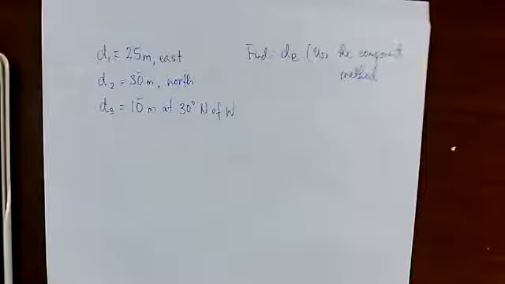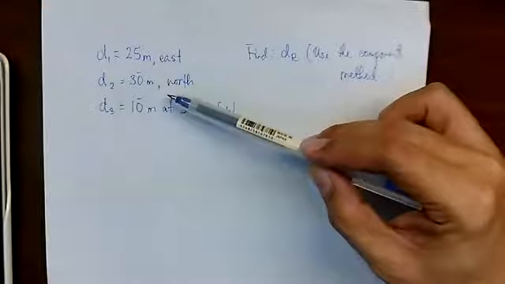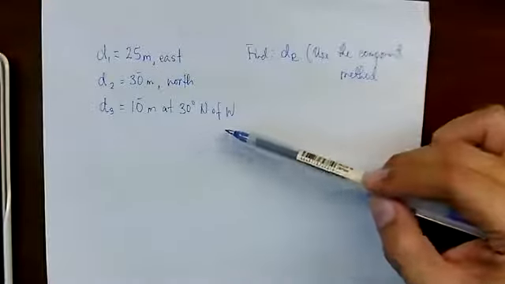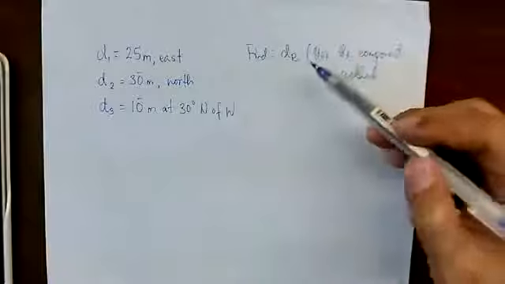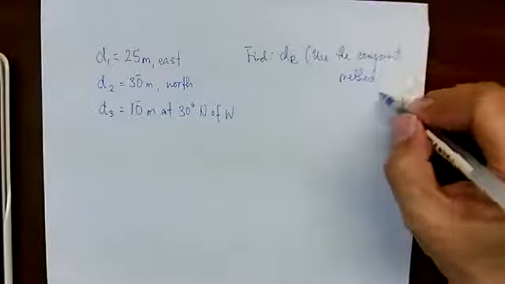In this example, we are going to use the component method. We are given three vectors: 25 meters east, 30 meters north, and 10 meters at 30 degrees north of west. You are asked to find the resultant displacement using the component method.